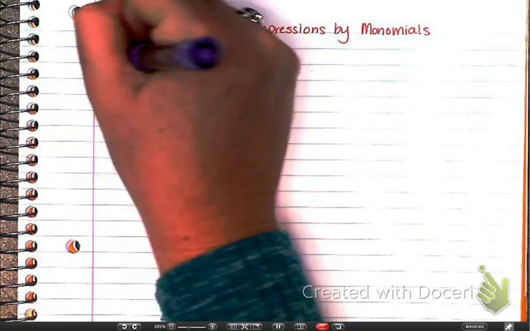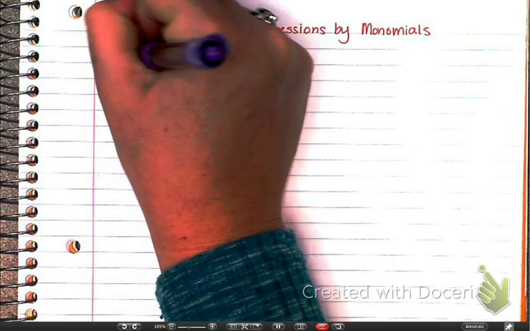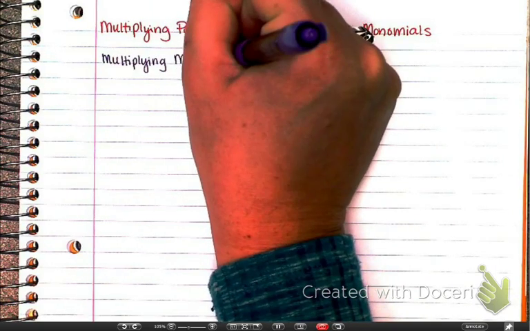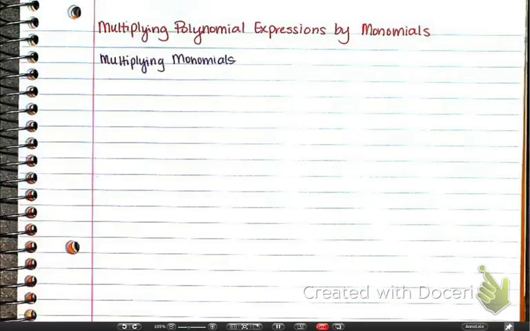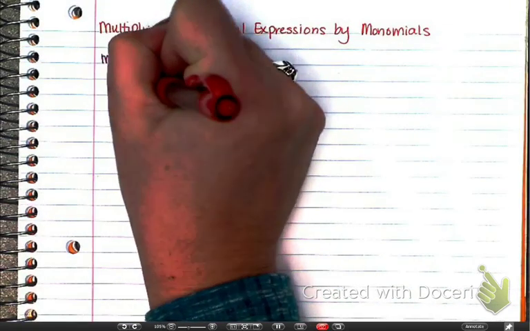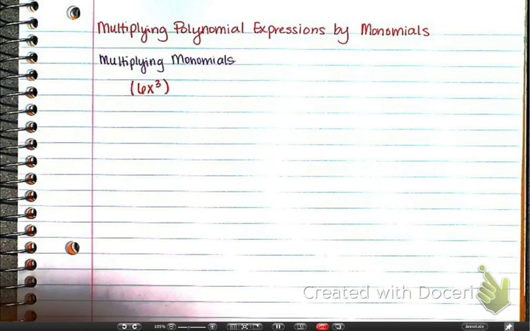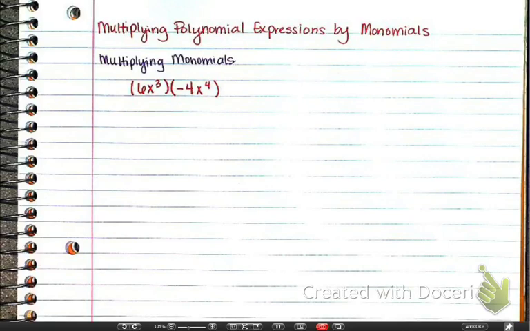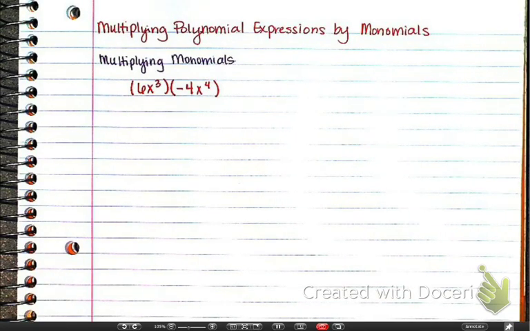So let's multiply just monomials. We're going to multiply 6x to the third times negative 4x to the fourth. And this should look familiar to you from our exponent review last week. I put parentheses around these. I didn't have parentheses last week.